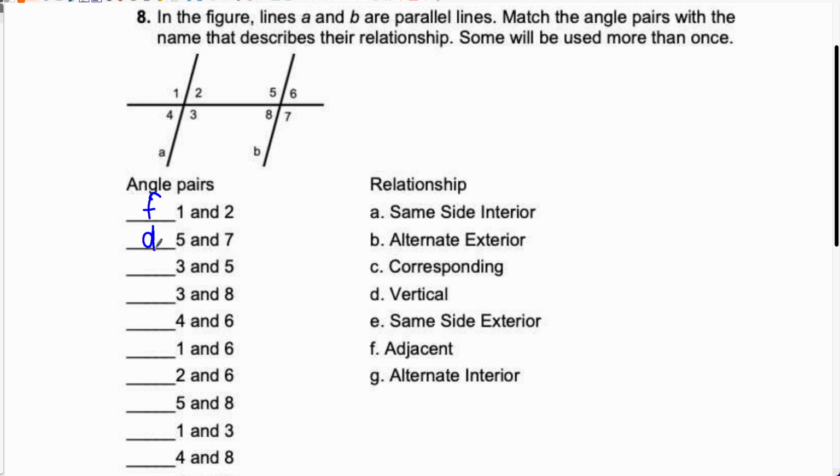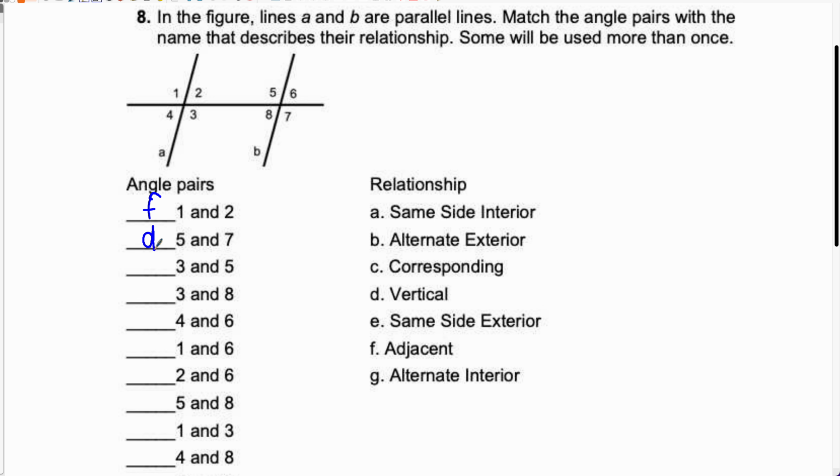What about angles 5 and 7 that are vertical angles? Supplementary or congruent? Congruent. Vertical angles are always congruent. Adjacent angles are always supplementary. Okay? It's just something you need to tuck back in there, because we're going to answer some questions about finding angle measurements in a minute.